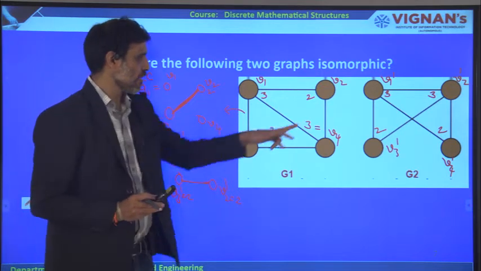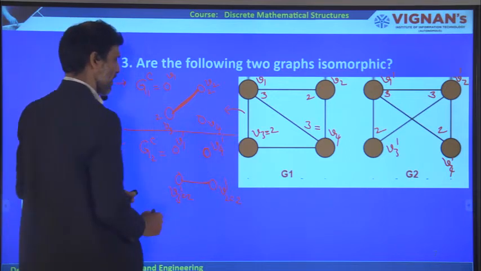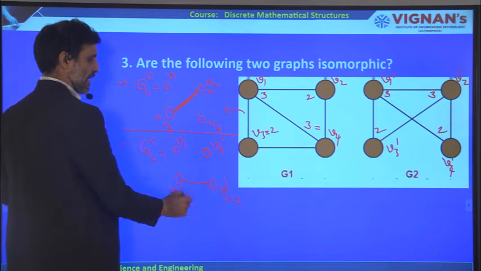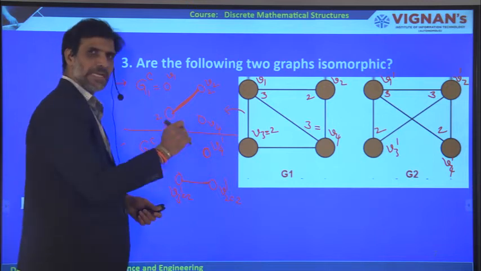Similarly, we have to take the complement of the second graph like this. This is the complement of the second graph, so we have taken. But how are you going to take the vertices order? You should take the vertices order in the form of what? Whatever we have taken, the degree sequence.